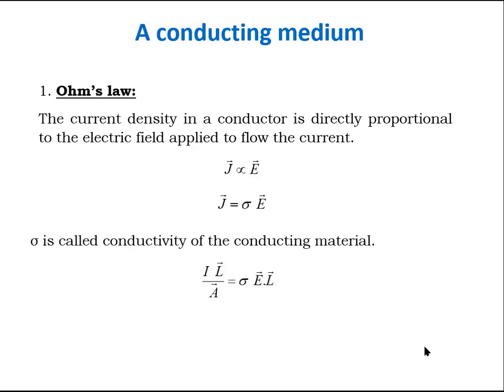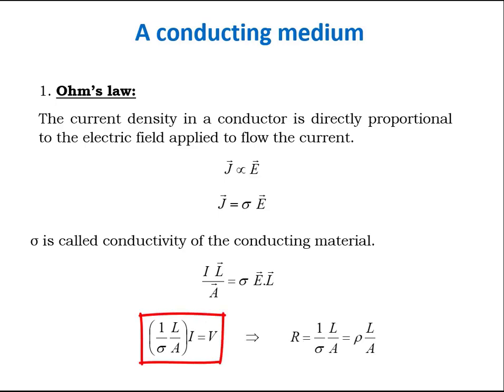Now multiply both the sides by the length of the wire L and divide by the conductivity. Here E into L is the voltage applied across the wire length. Now the equation takes the well-known form V equal to IR, where R is 1 by sigma times L by A. 1 by sigma is defined as the resistivity of the wire, rho. So this is the Ohm's law, followed by the conducting medium.